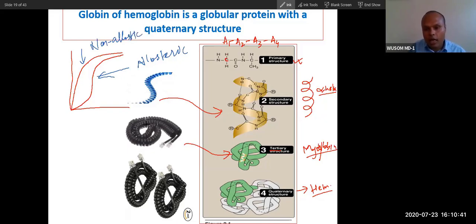Now here you can see myoglobin correlates with the hyperbolic curve, and multimeric hemoglobin correlates with the sigmoid shaped curve. You must have seen in physiology the movement of this sigmoid shaped curve towards the right and towards the left. So some factor will cause a right shift and some a left shift. This is the significance of the sigmoid shaped curve.